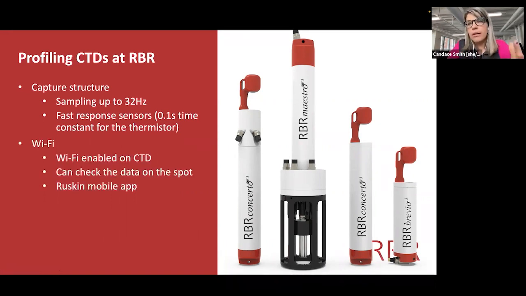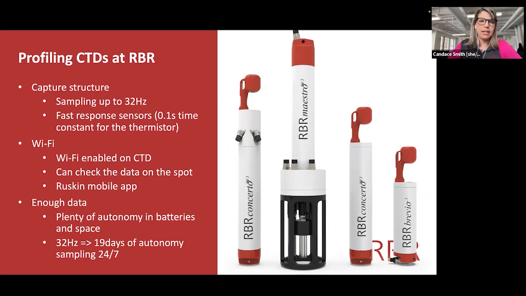So the Wi-Fi piece, it doesn't always have to be Wi-Fi, but for us it is, that sanity check of checking the data while you're out in the field. Did I capture that feature? We do have Wi-Fi enabled on all the CTDs, and if you are going to buy one, you need to make sure you tell your salesperson that you're interested in that, because it is something that needs to be turned on. And you can check the data on the spot, like I said, and we have a free Ruskin mobile app. You can actually use the app or a computer to check it. It doesn't really matter, but it's a great way when you're in the field to have that sanity check of, did I capture the thermocline?